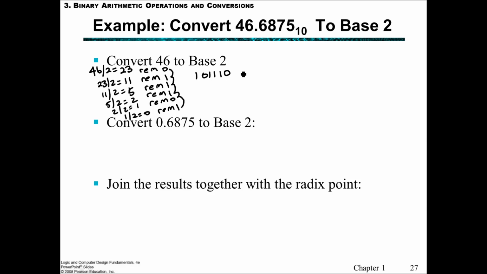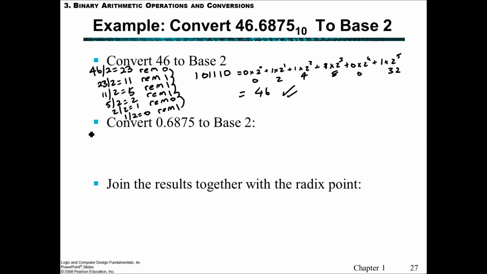However, let's just check to make sure. So we've got 0 times 2 to the 0 plus 1 times 2 to the 1 plus 1 times 2 to the 2 plus 1 times 2 to the 3 plus 0 times 2 to the 4 plus 1 times 2 to the 5. This is 0, 2, 4, 8, 0, 32, 46. Okay, so that's good. Now we're going to convert the second part by using the multiply method.